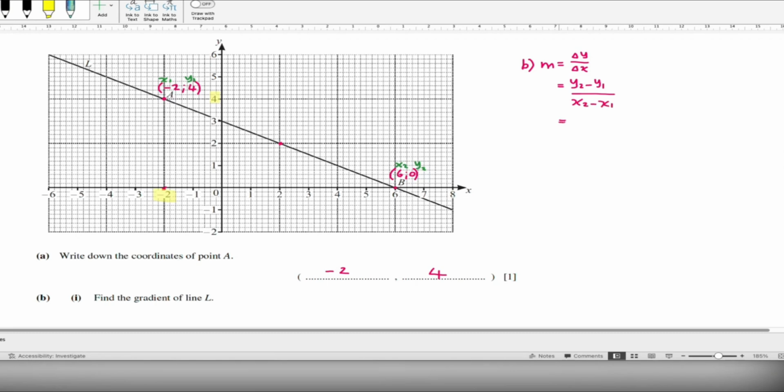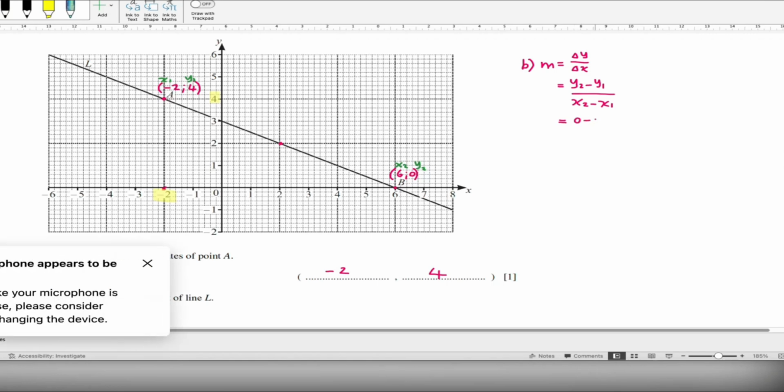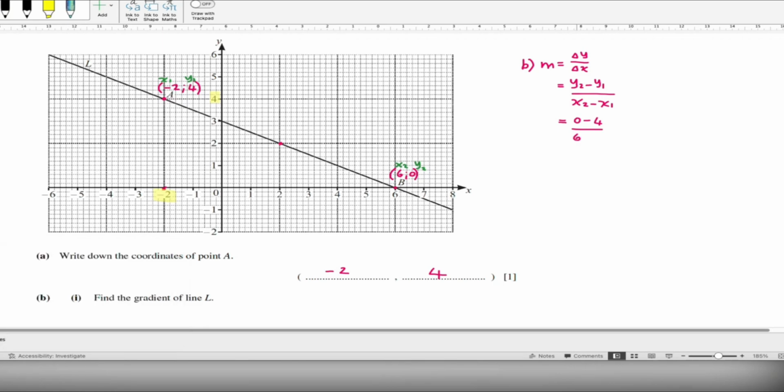All right, what is my second y value? It's equal to 0. What is my first y value? It's equal to 4. Okay, what is my second x value? It's equal to 6. What is my first x value? It's equal to -2. A negative and a negative is equal to a positive.